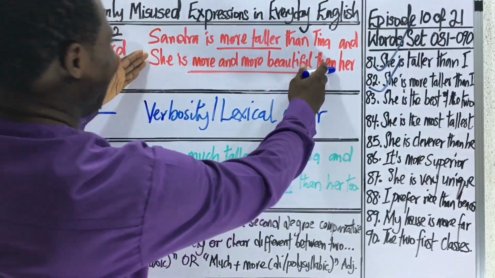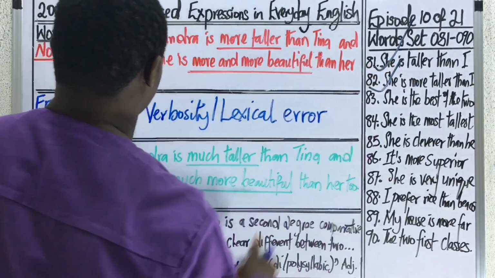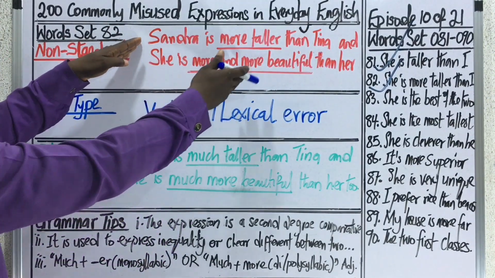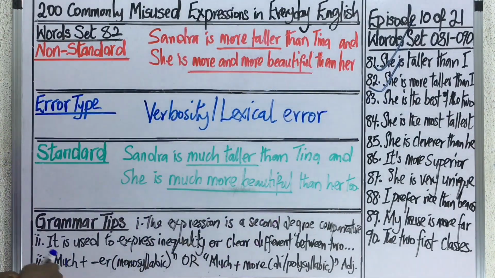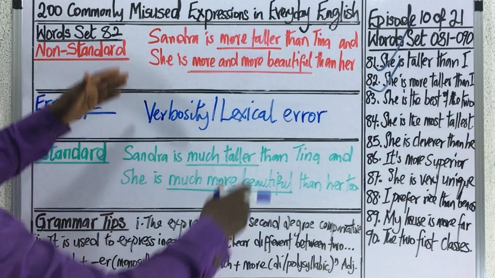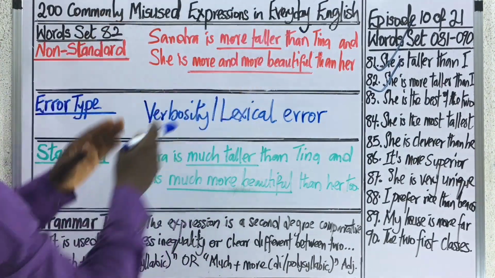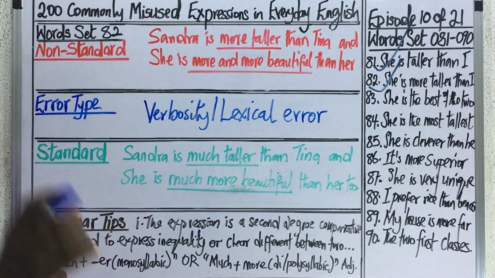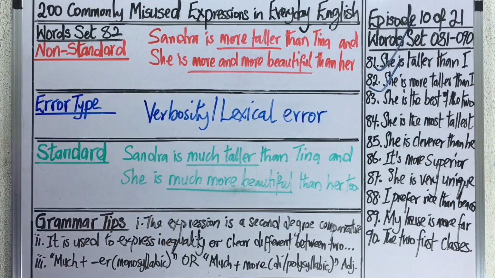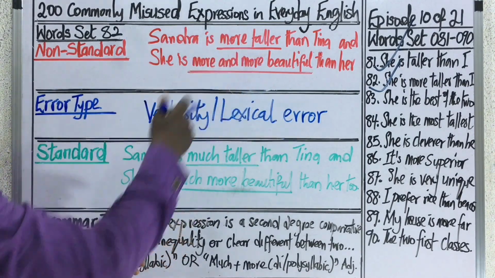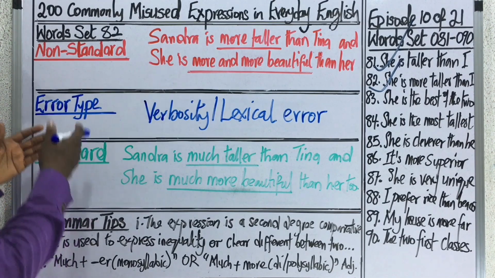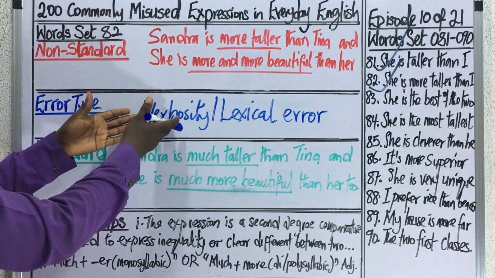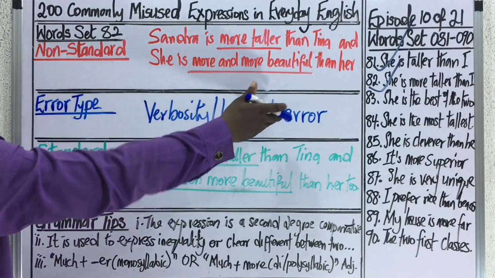Our second non-standard expression from word set 82 is: Sandra is more taller than Tina and she is more and more beautiful than her. When you look at this expression very closely, you will discover that "more taller" as well as "more and more beautiful" have been underlined to indicate verbosity as well as a lexical error with the expression. Therefore, the error type to which the expression can be classified is verbosity or lexical error.